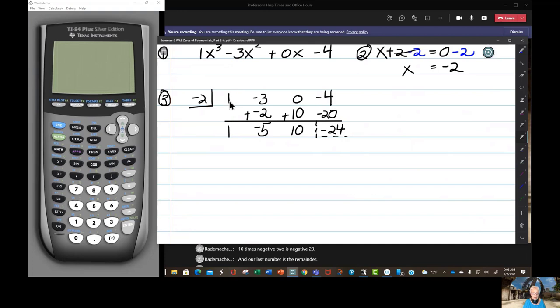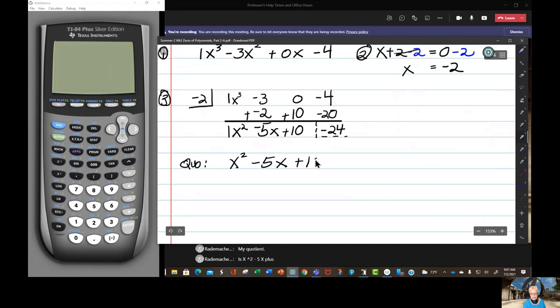Now this one up here was the coefficient of x to the third. So this one down here will be the coefficient of x to the second, which is squared. And then I write downhill. This is x to the 1 plus 10. And that is my quotient. My quotient is x squared minus 5x plus 10. And my remainder is negative 24. Now, let's see if my math lab agrees.